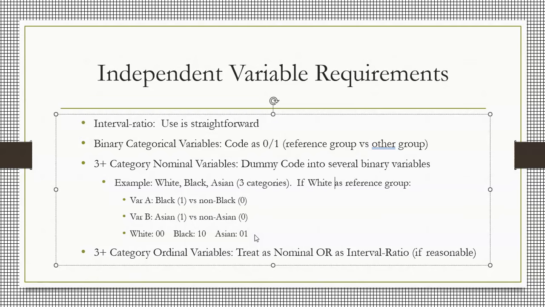Well, for example, the first one I gave with highest level of education. Does it really make sense to say the gap from no high school to high school is the same as the gap from high school to some college? Like, what are you conceptually thinking of as the thing that has constant difference between those categories? So it probably wouldn't make sense in that particular case. So that's something to be aware of as you think about your independent variables.